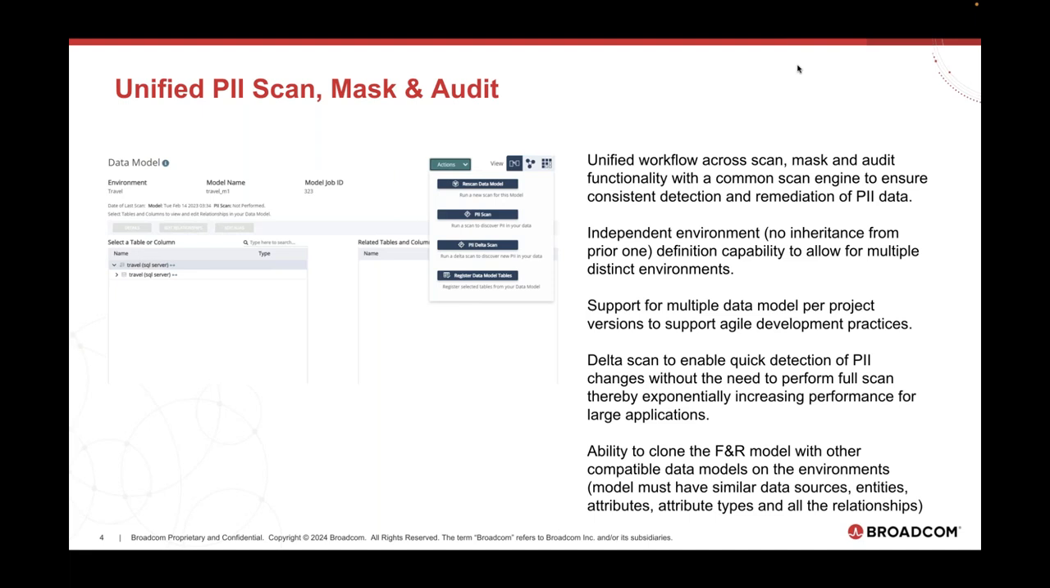The other challenge with doing a PII scan, especially for large applications, was that it was time consuming. And in teams which essentially follow the agile methodology, doing this on a sprint basis was becoming a real challenge. So with this release, we have introduced a delta scan functionality, which can detect delta changes without the need to perform a full scan. And last but not the least, we have introduced the ability to clone our FNR models.